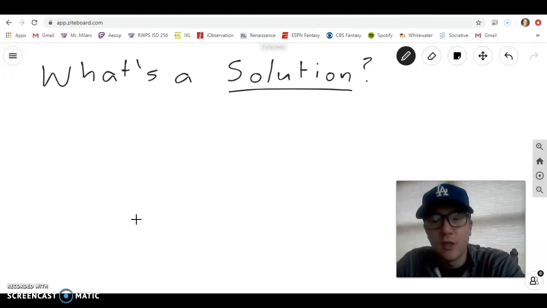For the first section, it's just today. Pretty easy. It's very visual. We're going to talk today about starting our systems of equations. First thing that I want to touch on is what's a solution.